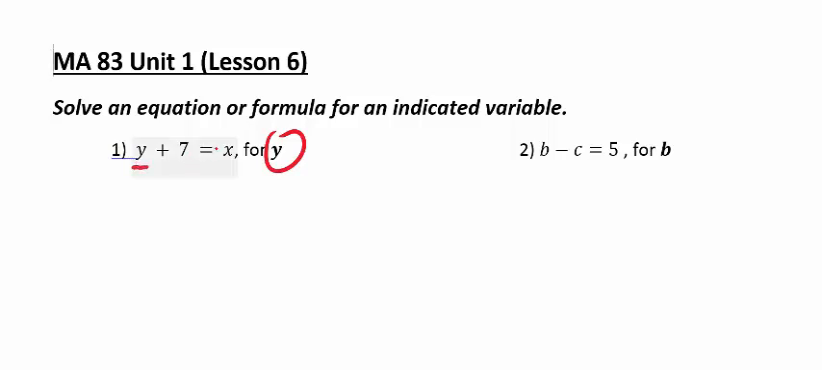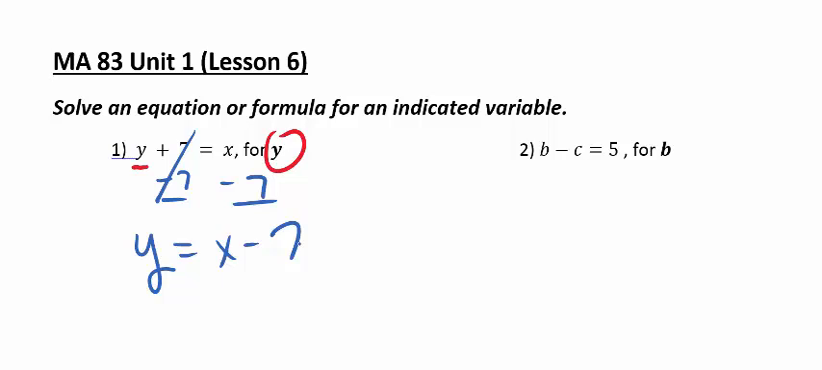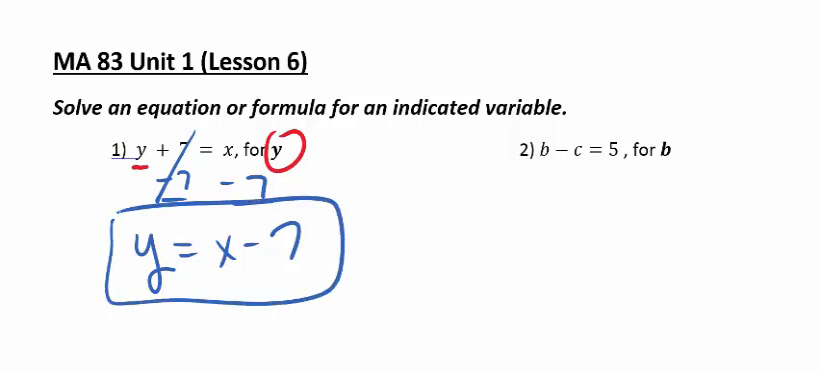So to get y by itself, we have to get rid of this plus 7. And we do that by subtracting 7 from both sides of the equation. So the 7 minus 7 turns to 0, and we bring down the y. And then we have x minus 7. We can't combine those because those are not like terms. So now we have solved for y.